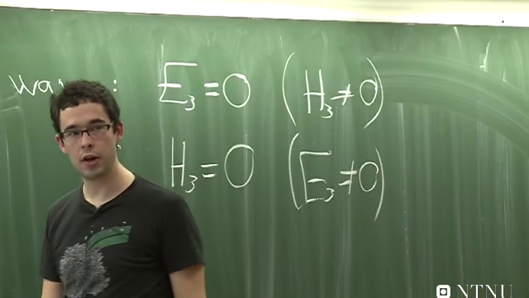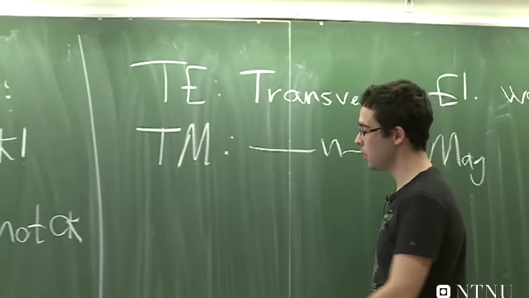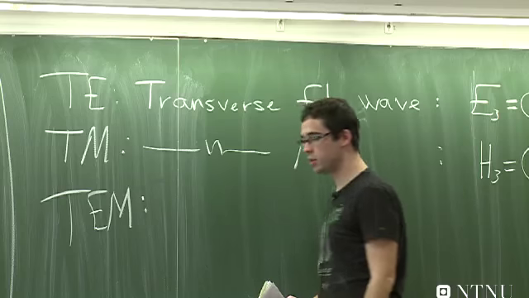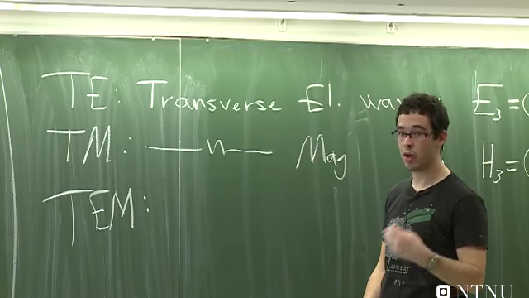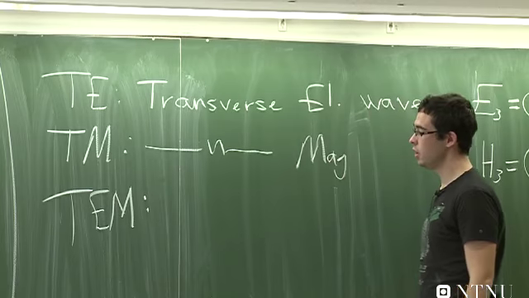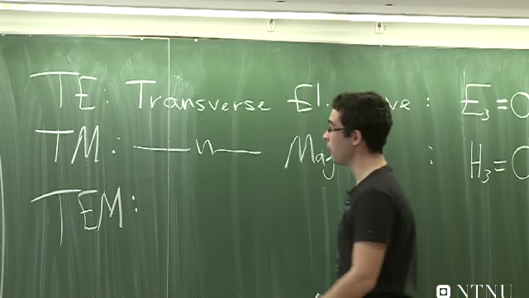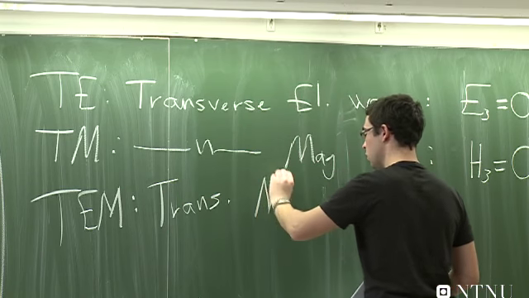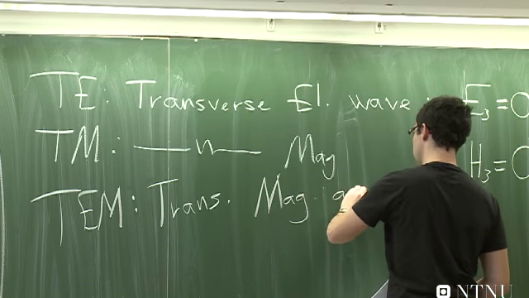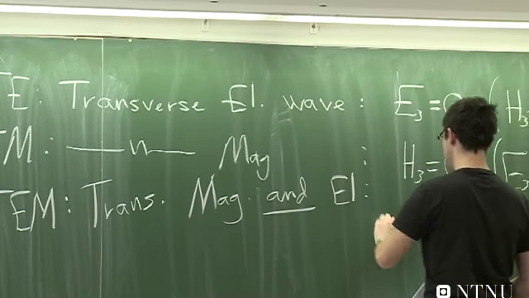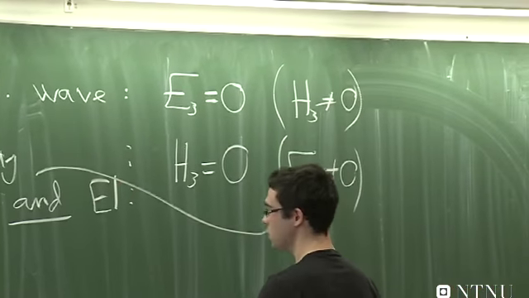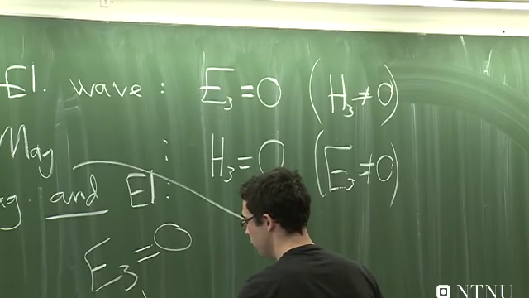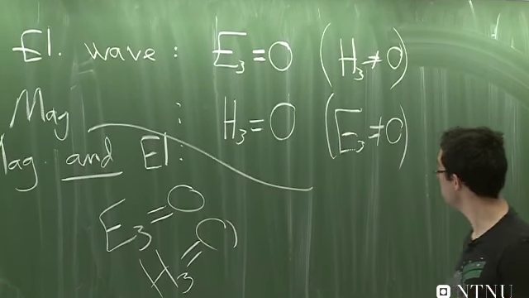In some types of waveguides, we can also have something called transverse electric and magnetic, TEM. And this is pretty obvious. It's a wave propagating with no electric or magnetic field along the direction of propagation. So it's transverse, magnetic, and electric. In that case we have simply that E3 vanishes and H3 vanishes.